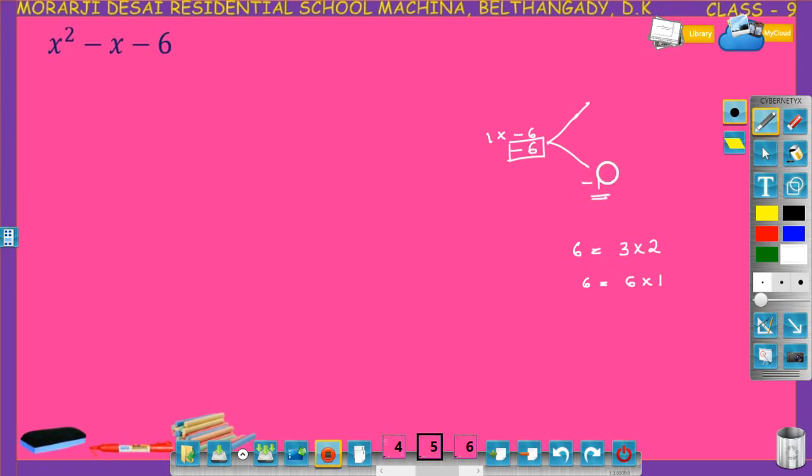Their difference is 1. Now 3 and 2, product is 6. 3 and 2, difference is 1. If I take 6 and 1, 6 into 1 is 6. But difference of 6 and 1 is 5. So I won't get 1. So I have to write 3 and 2 here.